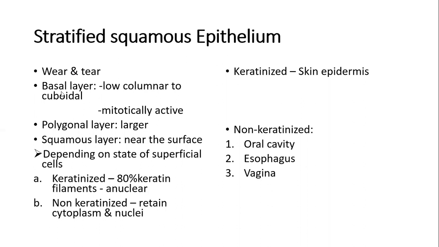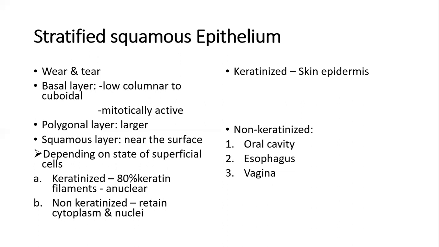When observed under the light microscope, one can appreciate the different shapes of the cells lining the multiple layers of stratified squamous epithelium, starting from the basal layer. The basal layer can be variable, varying between low columnar to cuboidal. This is the layer which is mitotically active, meaning it acts as stem cells which give rise to new cells to be added in the upper layers of the stratified squamous epithelium.